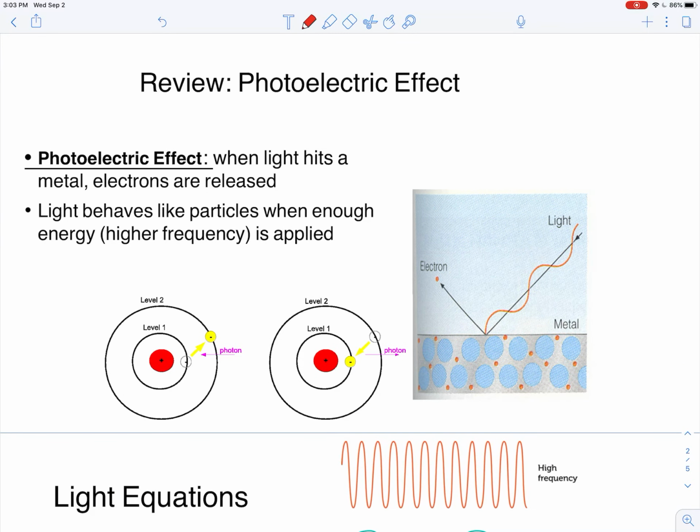First, I just want to review the photoelectric effect. Basically, when light hits a metal and the frequency is strong enough, then electrons will be released. So just thinking about our ground state here, going to excited state. This is what normally happens, but if there's a wave of energy that's so strong, then it'll actually send the electron flying off of the atom. And that's what's going on in the photoelectric effect. So this just shows that light behaves like a particle in addition to behaving like a wave, which we discussed.